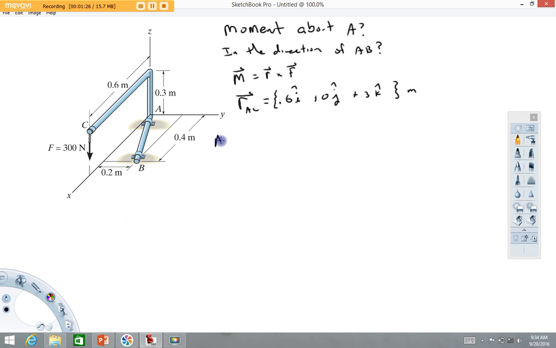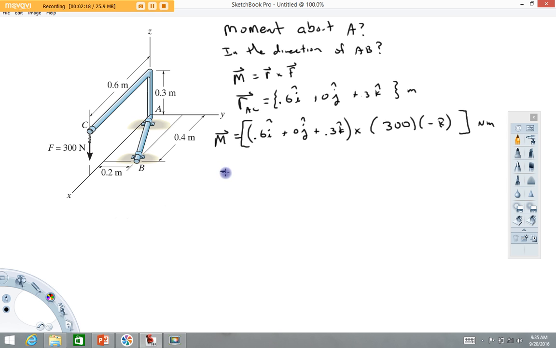So the moment produced by this force about point A is going to equal this position vector, I'll write it, 0.6i plus 0j plus 0.3k, crossed with this force vector. This force vector is 300 newtons, and based on the picture it looks like it's straight down, so I'll just put crossed with 300 in the minus k direction. I'll take the units and put them way outside of this whole deal. When we take something with meters and multiply it with something with newtons, we end up with Newton meter.